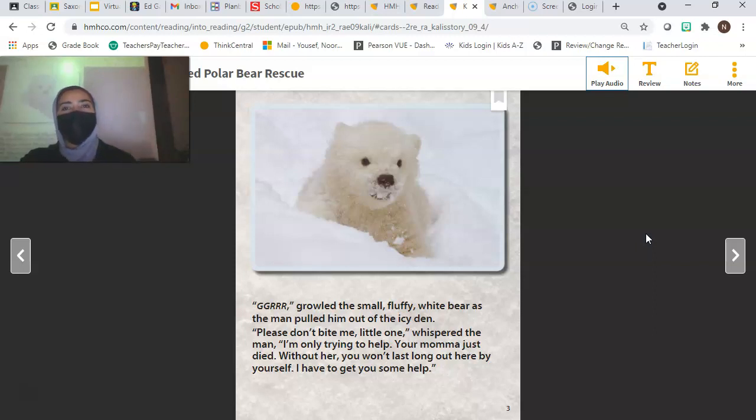A baby, any kind of baby, even an animal, a human, whatever baby, they're vulnerable, right? I'm trying to put vulnerable in an easier word. They cannot protect themselves. They cannot feed themselves. They need someone else to help them, right? So would this polar bear be able to survive by itself?